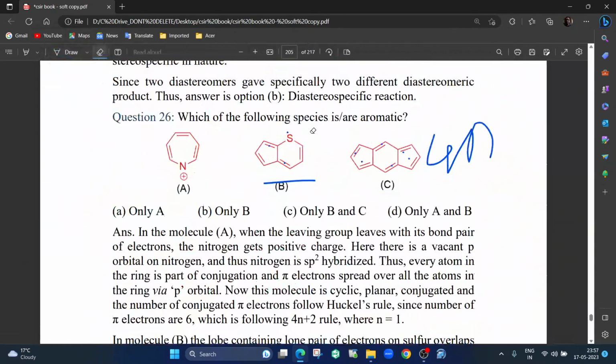So, species which are aromatic is only option A and B. So, answer is option number D. Option number D, because you are having both A and B, right? So, I'll go slowly, you can read all that.